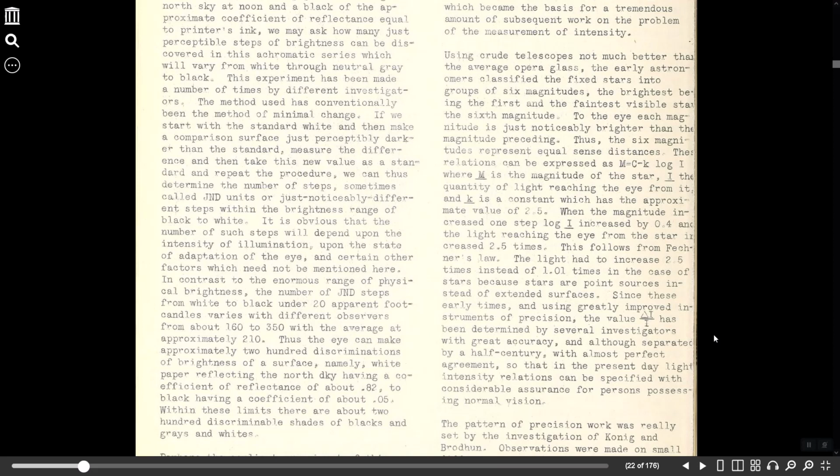These relations can be expressed as m equals c minus k log times I, where m is the magnitude of the star, I is the quantity of light reaching the eye from it, and k is the constant which has the approximate value of 2.5. When the magnitude increased one step, log I increased by 0.4, and the light reaching the eye from the star increased 2.5 times. This follows from Fechner's law. The light had to increase 2.5 times instead of 1.01 times in the case of stars because stars are point sources instead of extended surfaces.